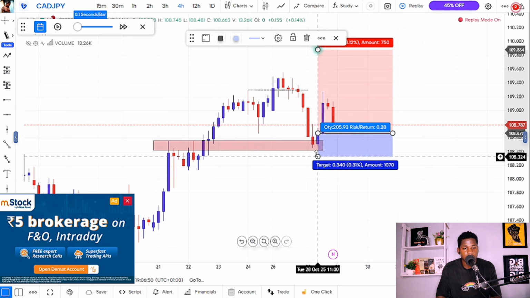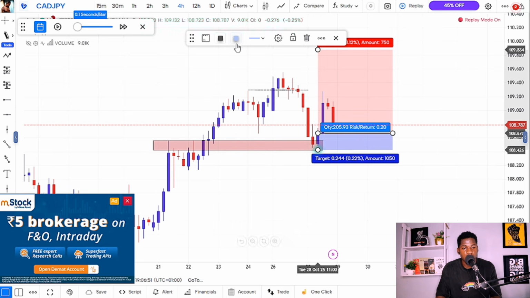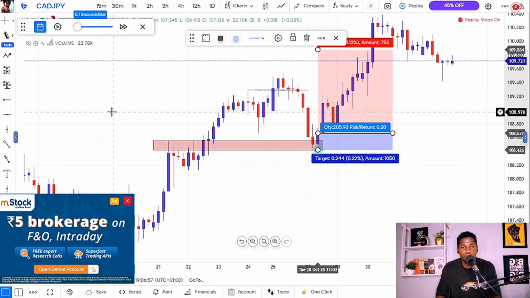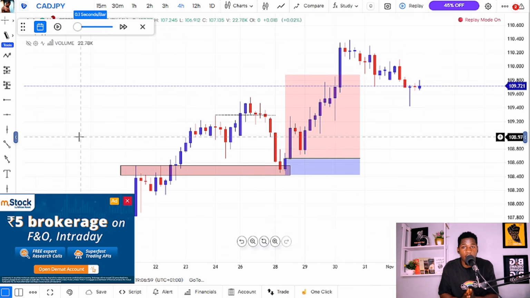Okay, so let's see, guys, what happened. You can see, boom, price moved up to the upside so powerfully. So this is a very strong concept every trader needs to understand.